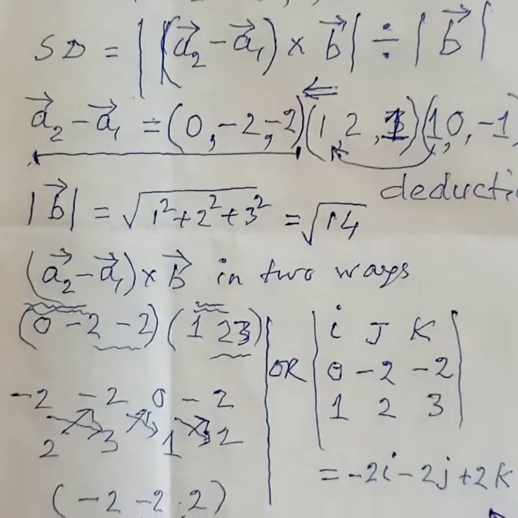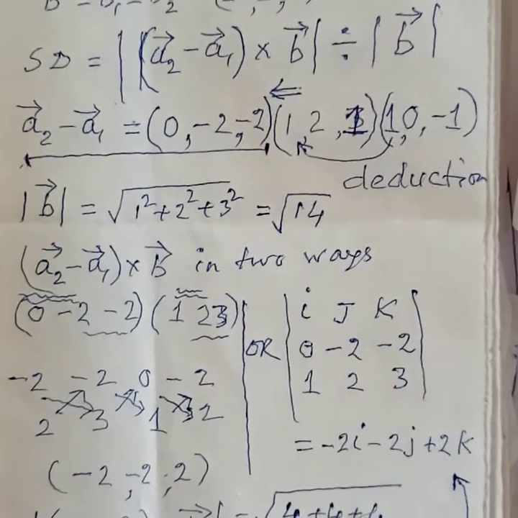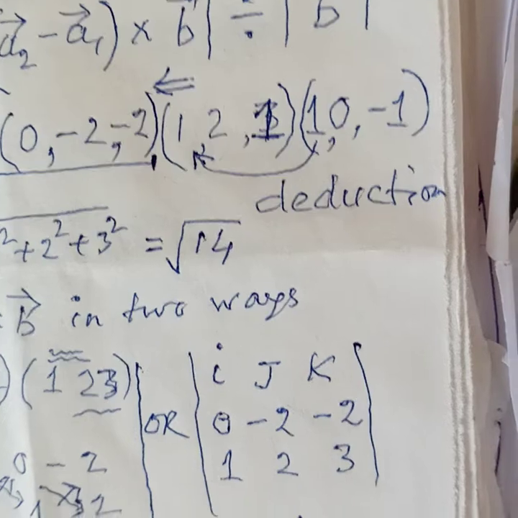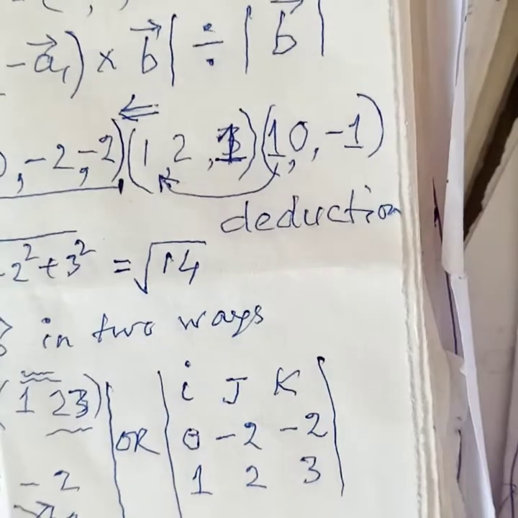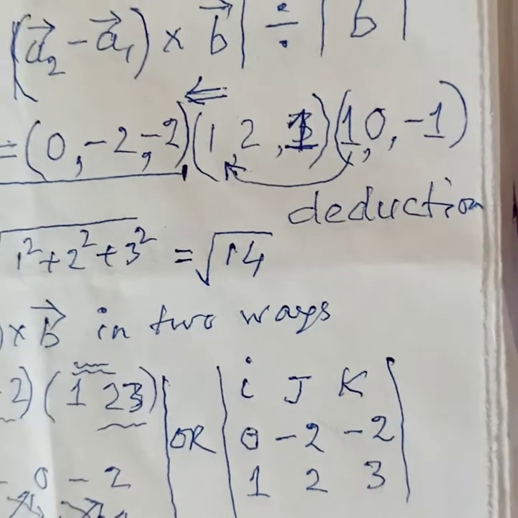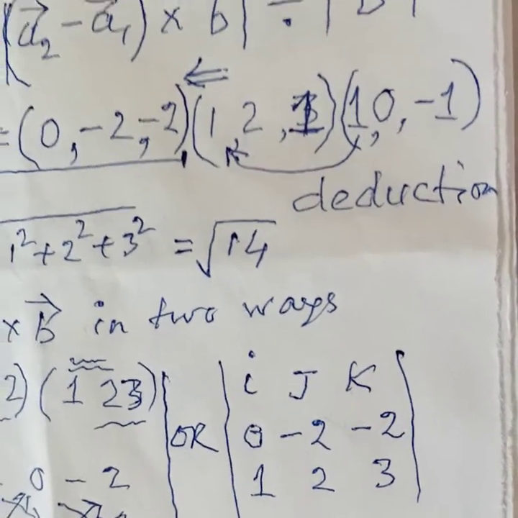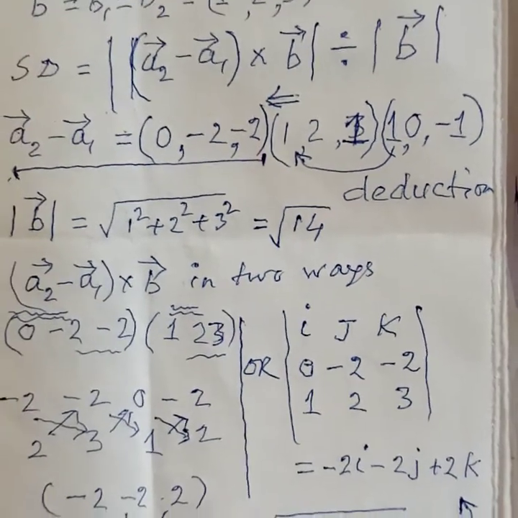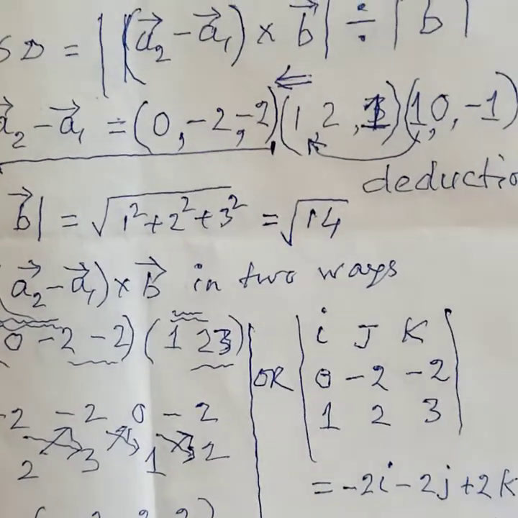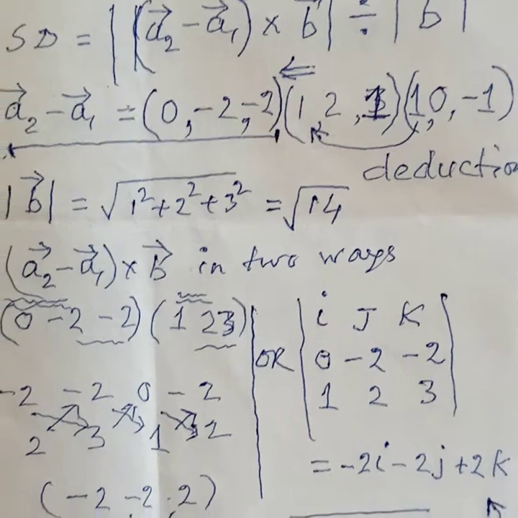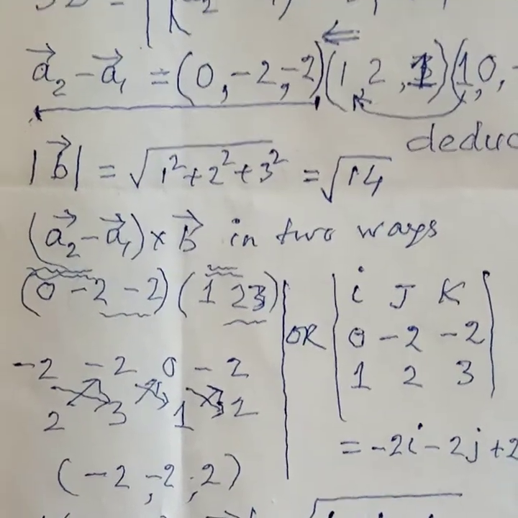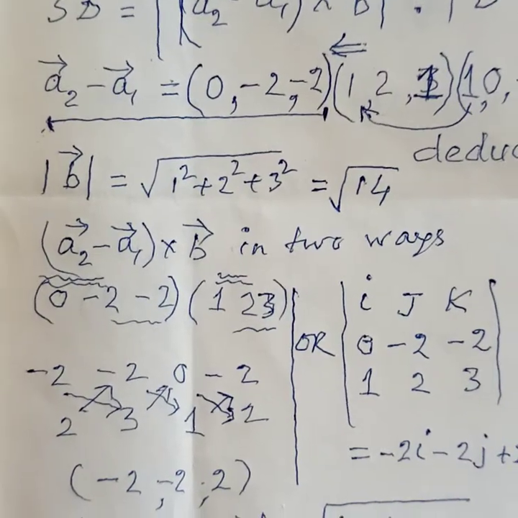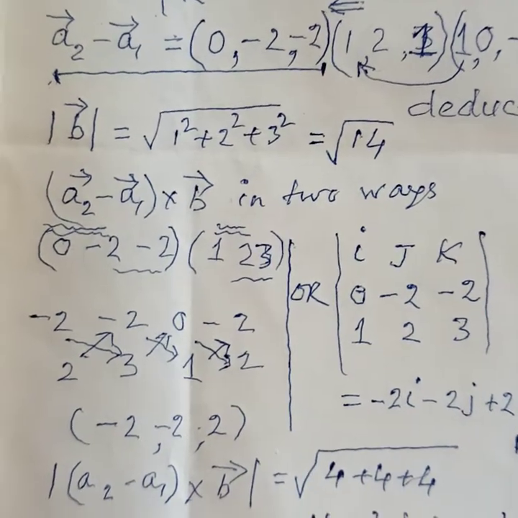Now A2 minus A1 is shown here: 1 minus 1 is 0, 0 minus 2 is minus 2, minus 1 minus 3 is minus 2... Therefore A2 minus A1 is (0, -2, -2). Now the magnitude of vector B is the root of 1 squared plus 2 squared plus 3 squared, which equals root 14.